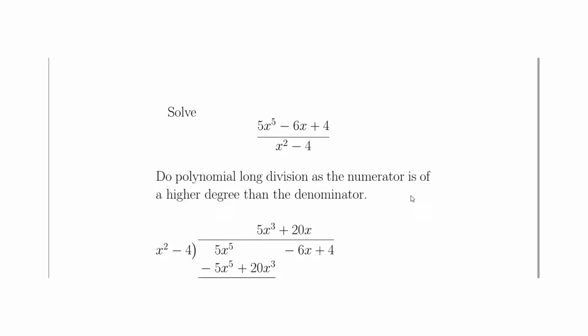So then what we do is we subtract all the like terms. So let's bring the next line up. 5x to the 5 minus 5x to the 5, that cancels out. And then 0 minus minus 20x cubed, that one will give us 20x cubed.